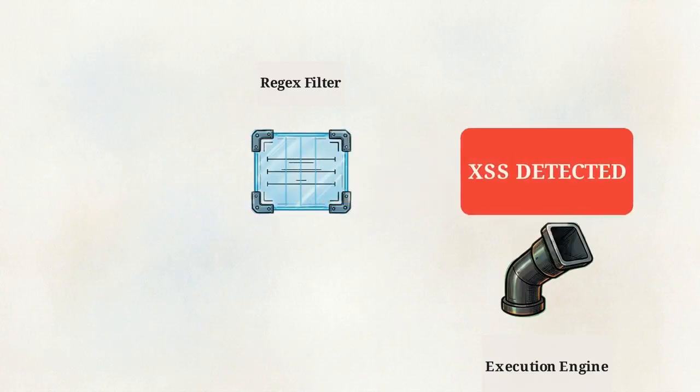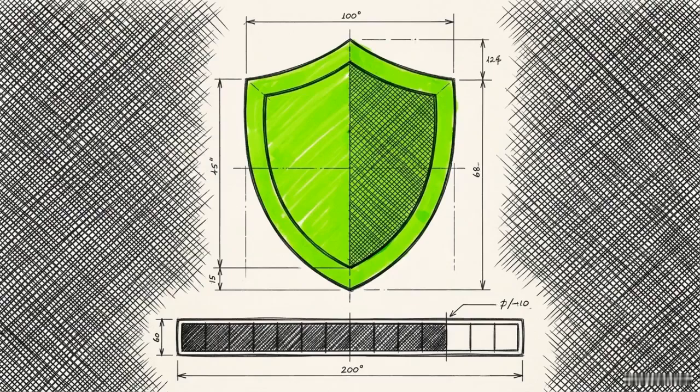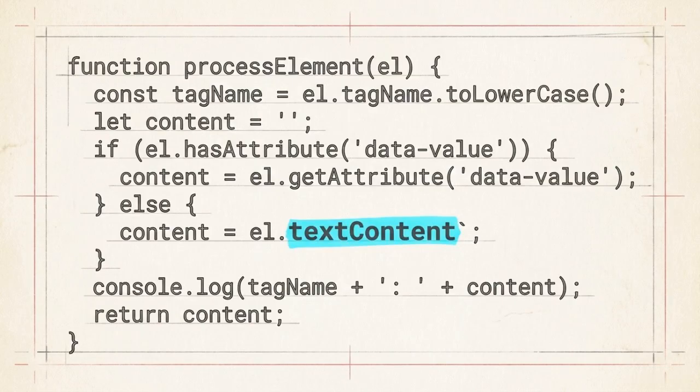The secure approach is output encoding. You must explicitly sanitize the data. Modern frameworks handle this automatically if you use safe properties like textContent, or you can use dedicated libraries like DOMPurify for more complex needs.